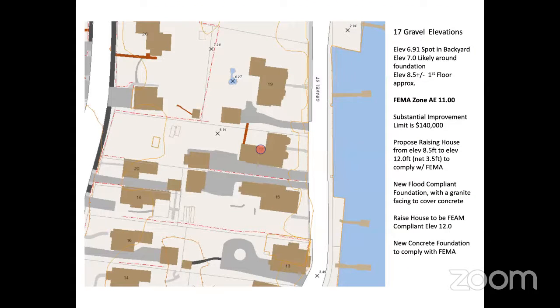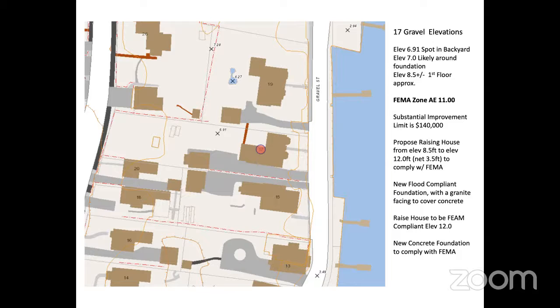This is from the Groton GIS website. Turning on the topography shows there's a spot elevation of 6.91 in the backyard. 17 is in the middle of the sheet here. If that's 6.91, we can roughly assume grade around the house is elevation 7. I'm just gonna follow the math on the right-hand side of the sheet here. With grade being elevation 7, the floor is probably approximately 18 inches above grade. So that means the existing floor is about elevation 8.5. And again, we're in a FEMA flood zone AE11.